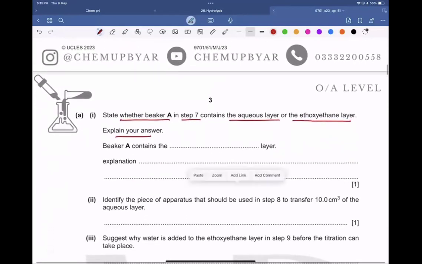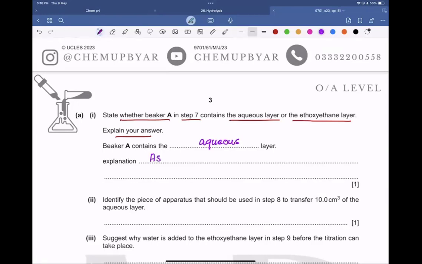So beaker A contains the aqueous layer, right? Not the ethoxyethane layer. Explanation: as water has greater density than ethoxyethane.